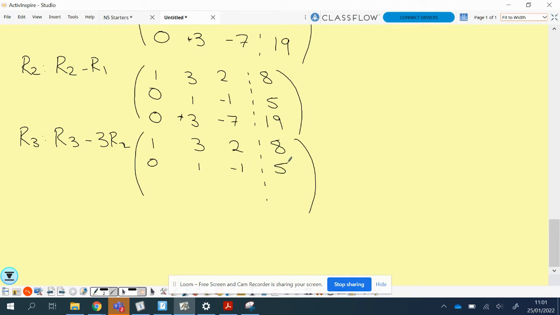Well, the good thing is row 3 take away 3 lots of row 2, 0 take away 3 lots of 0, it's still 0. So I've still got that 0, that's fine. 3 take away 3 lots of 1, well, that's 0, that's good, that's what I wanted in there. Negative 7, take away 3 lots of negative 1. Okay, so just be careful with negatives, but you should get negative 4 there. Okay, and 19 take away 3 lots of 5, that's 19 take away 5, take away 15, which is 4.